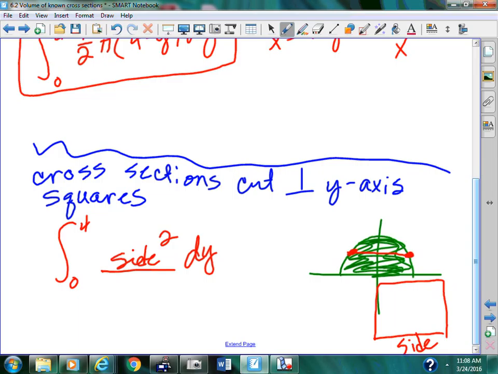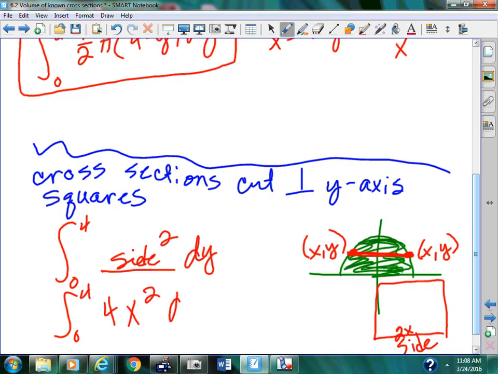Will you agree that that's touching not one xy ordered pair, but 2 xy ordered pairs on the parabola? So what is this side going to be? It's actually 2x. Which means this update is 0 to 4. If you square 2x, you're going to get 4x squared dy.